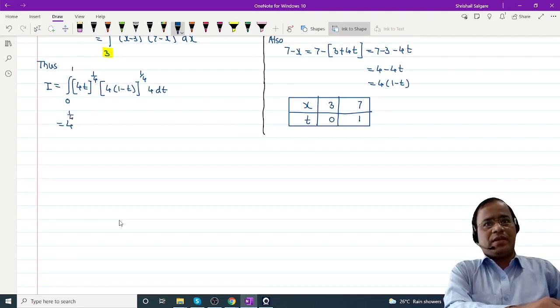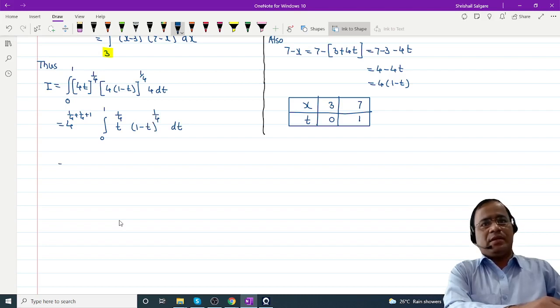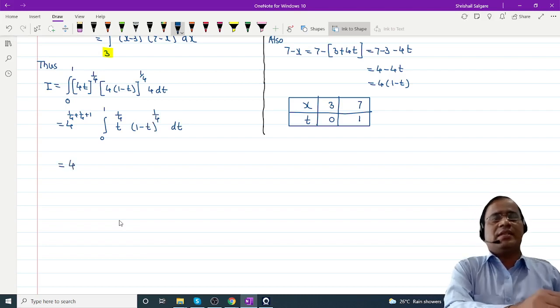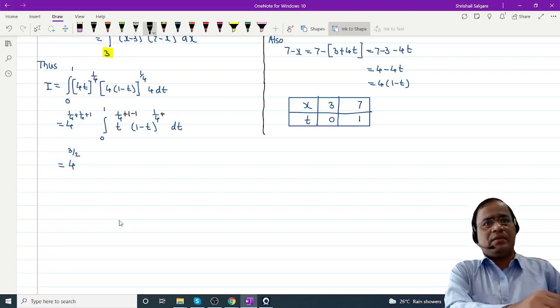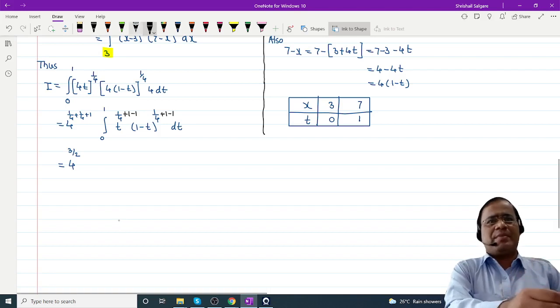What are the powers? 4 raised to 1 by 4 plus 1 by 4 plus 1, into remaining integral is 0 to 1, t raised to 1 by 4 into 1 minus t raised to 1 by 4, both coming as 1 by 4 only. And I think by definition this I will write outside term. It is 2 by 4. 2 by 4 means 1 by 2, plus 1. What is it? 3 by 2. Now here you have to make adjustment. I will write plus 1 minus 1, plus 1 minus 1.